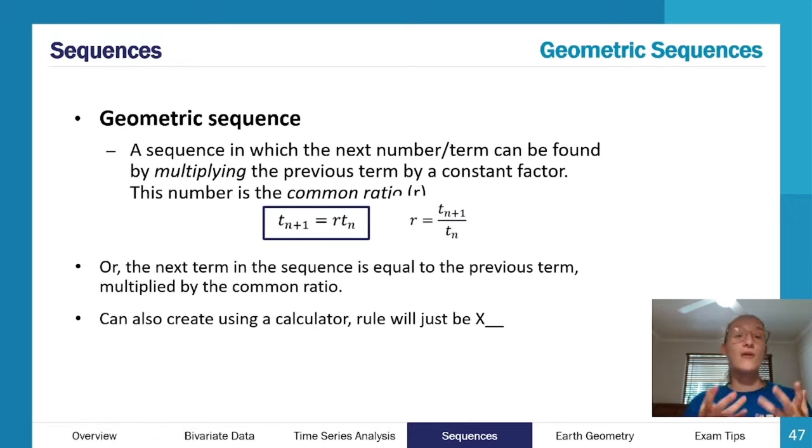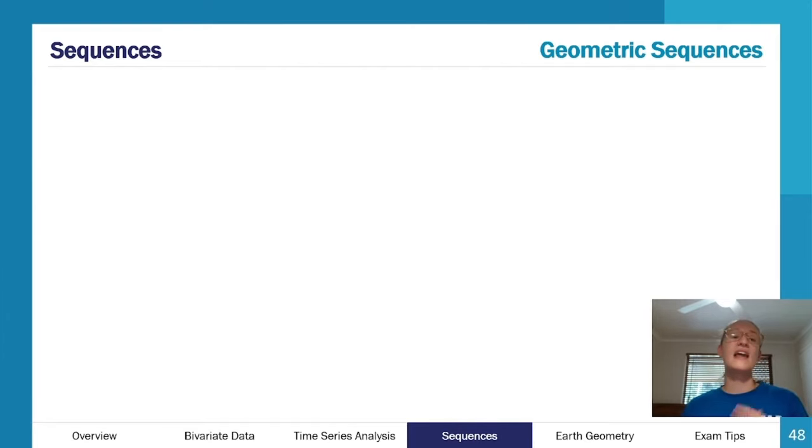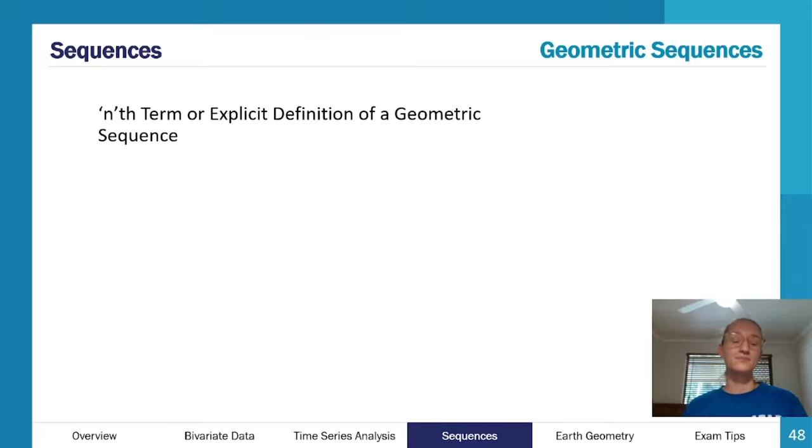So again, when we're calculating geometric sequences, the next term in the sequence is equal to the previous term multiplied by the common ratio. And you can also calculate that using a calculator. What you do is, again, you turn your calculator on, you enter your starting number, or T1, you press enter, then you enter your rule, which will be multiplied by, and then press equals to get term 2, equals to get the next term, and it'll continue on in that pattern.